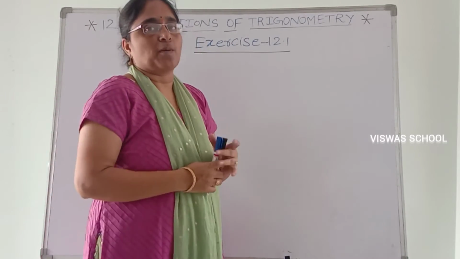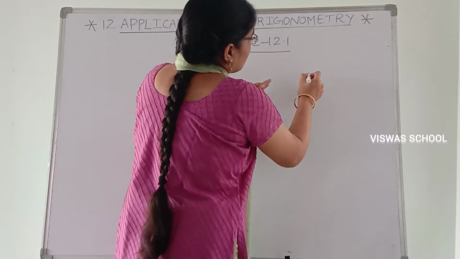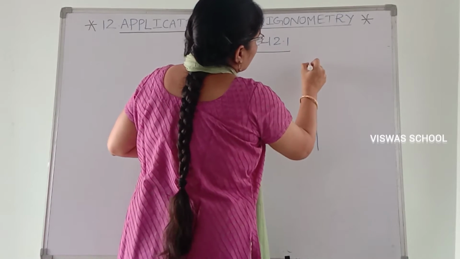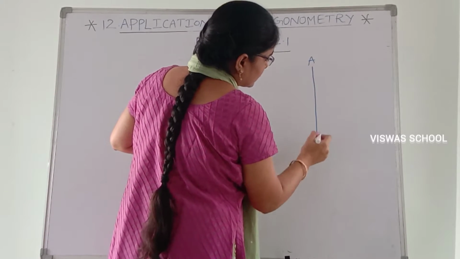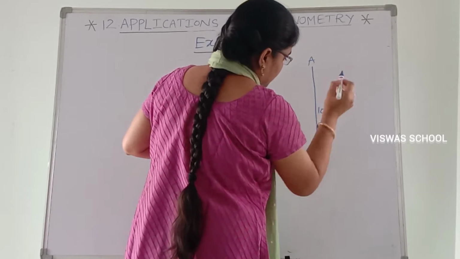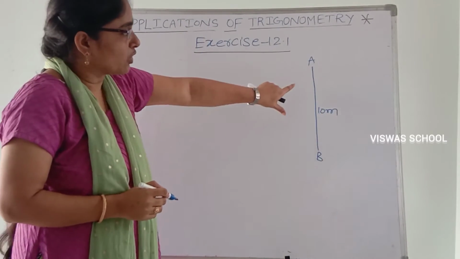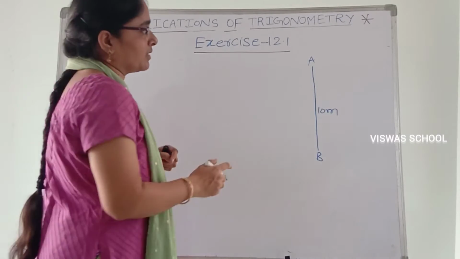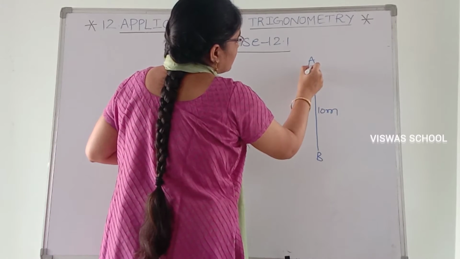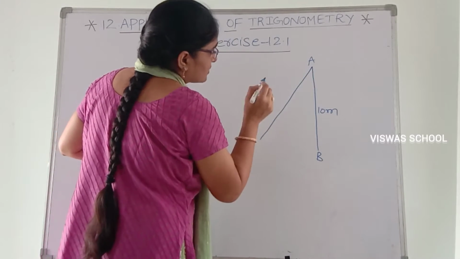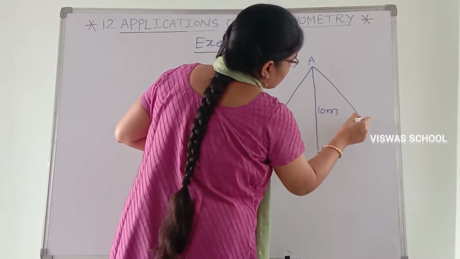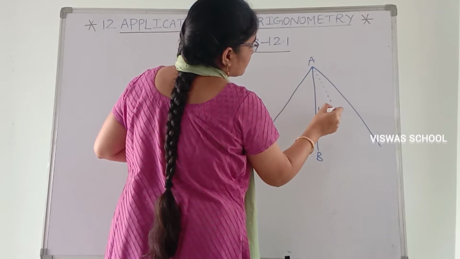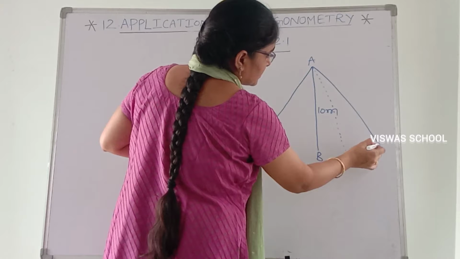First visualize the problem. This is a pole. I am taking this as A and this as B. This is 10 meters height. And we want to erect this pole with the support of how many ropes? 3 ropes. Assume that these are the 3 ropes. This is one rope, this is another, the second rope, and let us draw the third rope here.